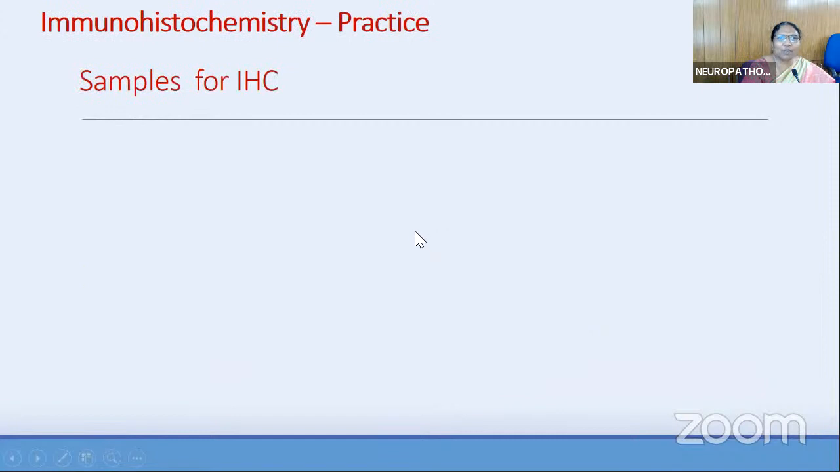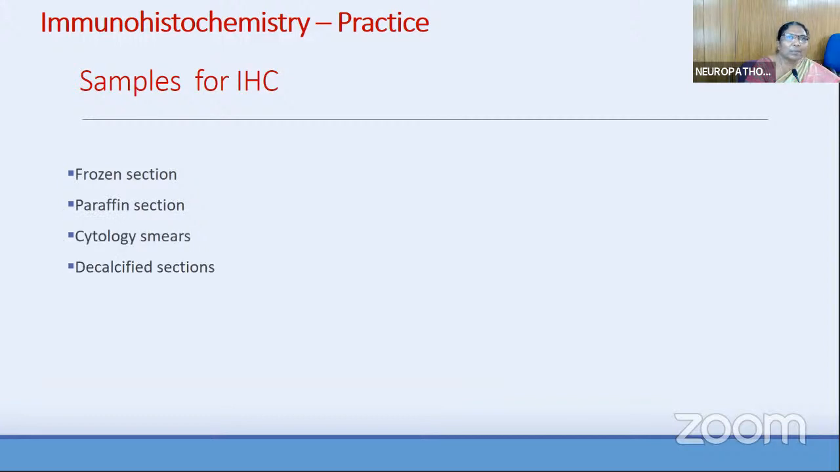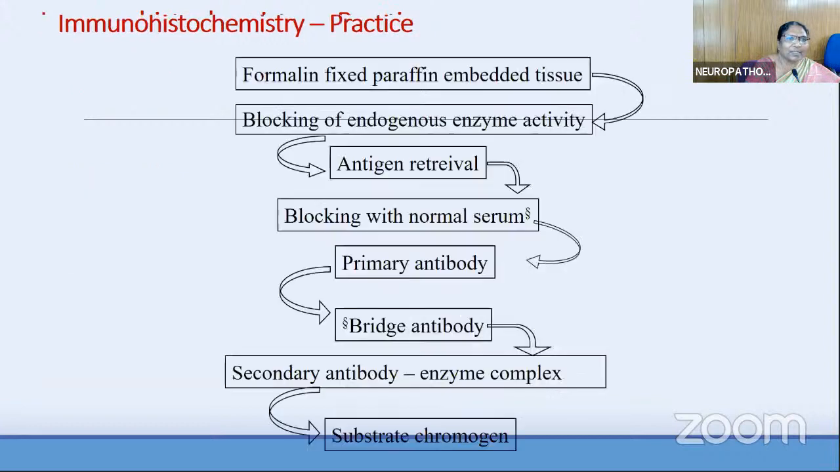Immunohistochemistry in practice. First and foremost, we go in for a sample. What kinds of samples are good for IHC? Frozen sections, paraffin sections, cytology smears, and decalcified sections. This is just the principle of the procedure, how you go about it.